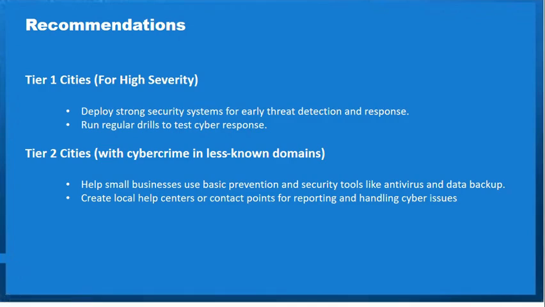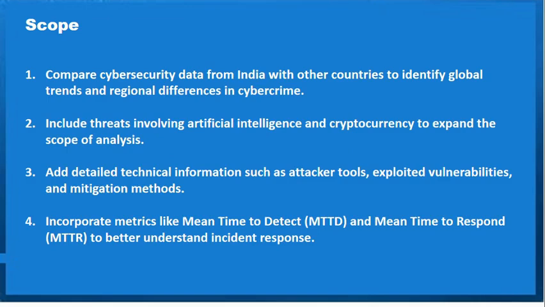After the analysis, I have categorized the recommendations as per city and severity. For Tier 1 cities, for high severity incidents, deploy strong security systems for early threat detection and response and run regular drills to test cyber response. For Tier 2 with cybercrime in less known domains, we should help small businesses use basic prevention and security tools like antivirus and data backup, and we need to create local help centers.